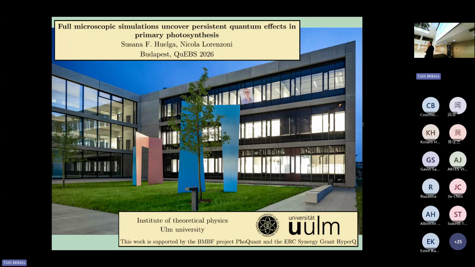I'm Nicola from the Institute of Theoretical Physics in Ulm. We are located in this building here in the upper floor. You can see my office here. And today, I want to talk about first simulating open quantum systems and then focusing on electronic dynamics in molecular systems. Let's see. It's not changing the slide.